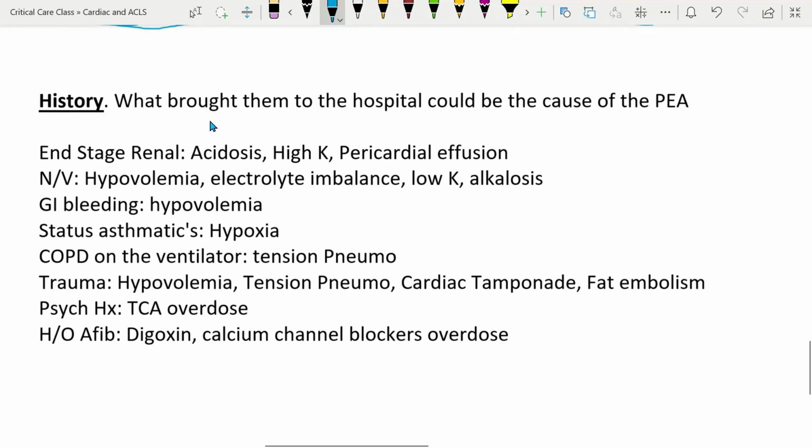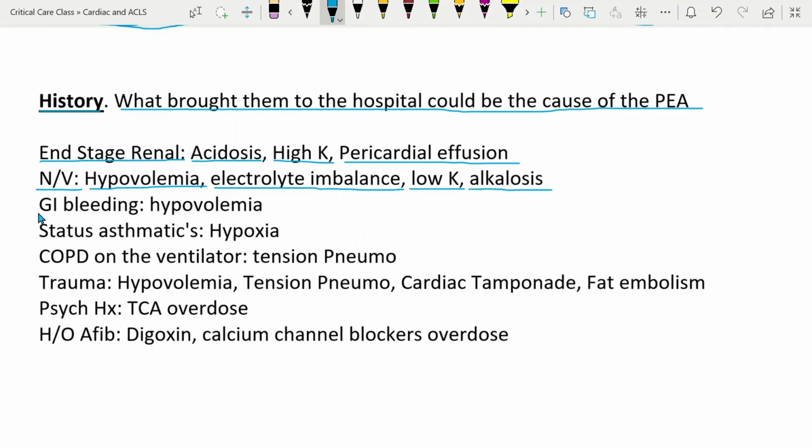History is also important. The likelihood that what brought them to the hospital could be the cause of pulseless electrical activity is high. Here are some examples. End-stage renal disease. Possible cause is acidosis, high potassium levels, pericardial effusion. Nausea and vomiting. Possible causes hypovolemia, electrolyte imbalance, low potassium, alkalosis.